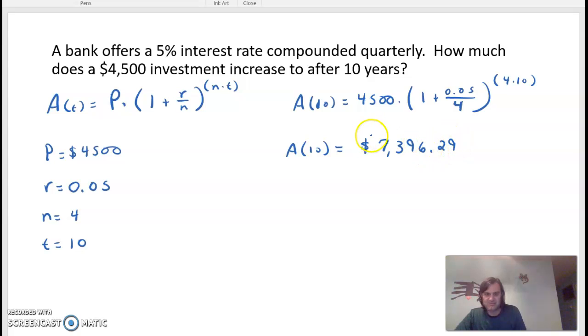$7,396.29, since we're talking about money. Pennies are where I would round. So that's the answer.